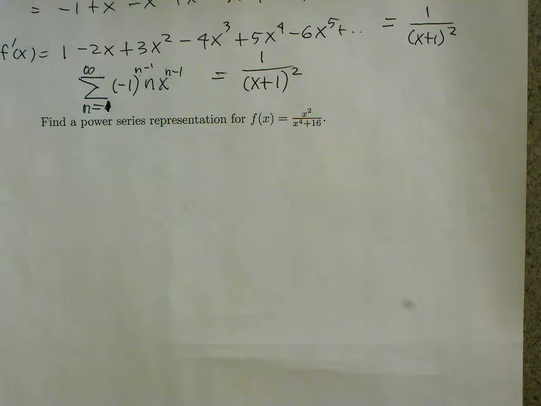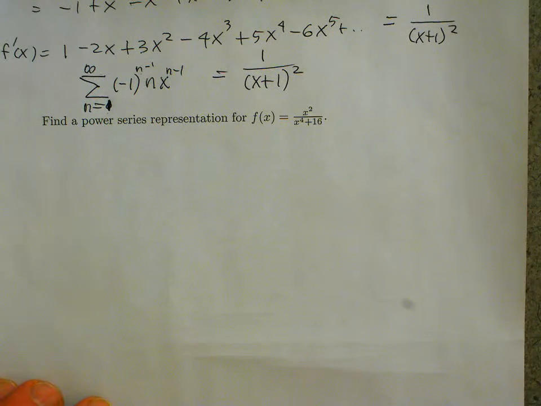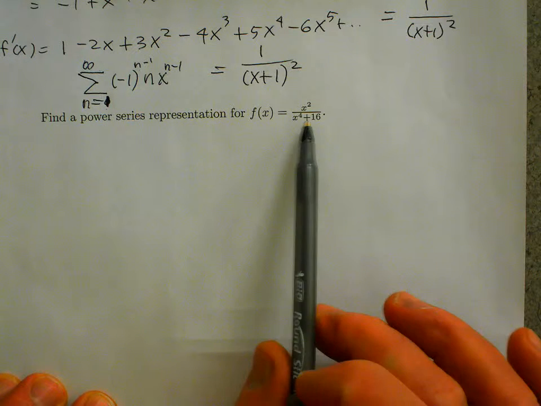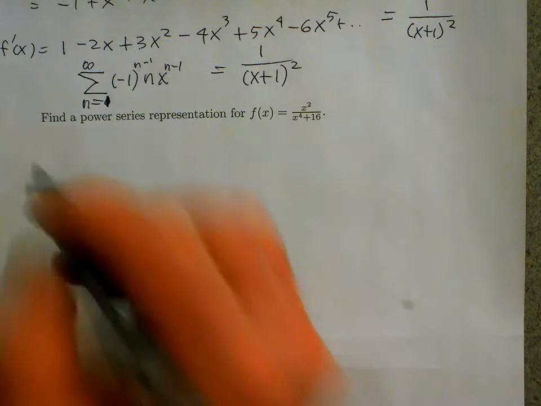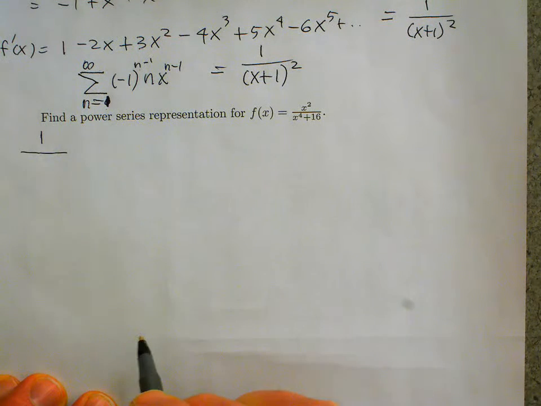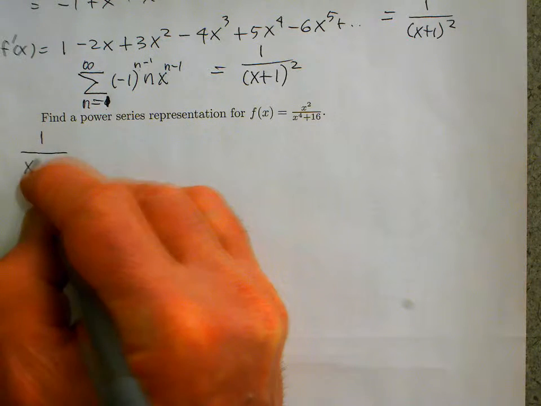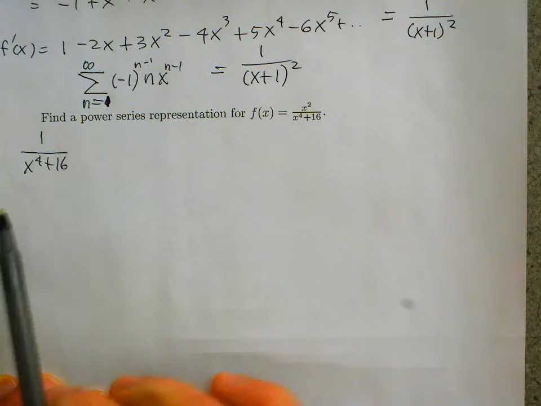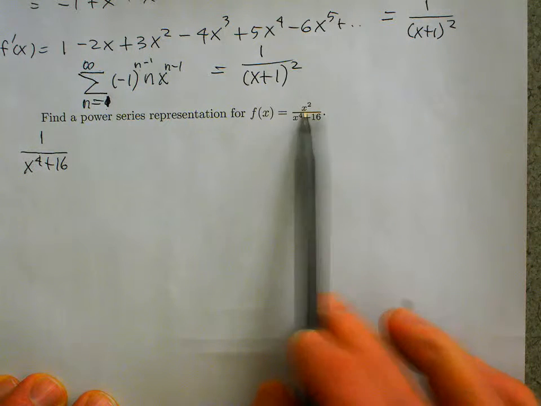You want me to just do it? Okay, what I'm going to do, I'm first going to get a power series representation for 1 over x to the fourth plus 16. And then after that, I'll just multiply all of the terms by x to the second.